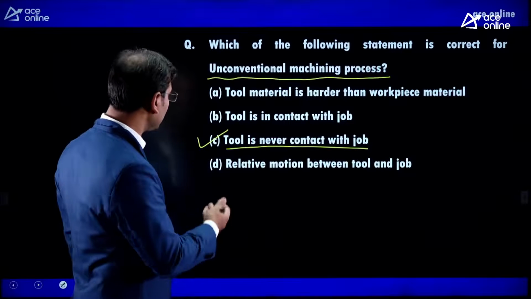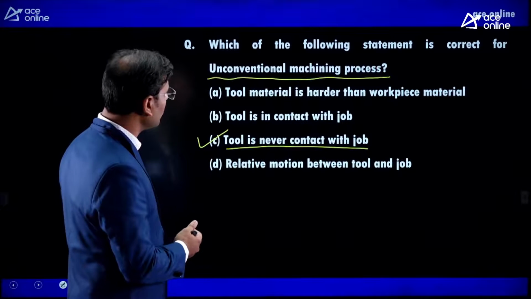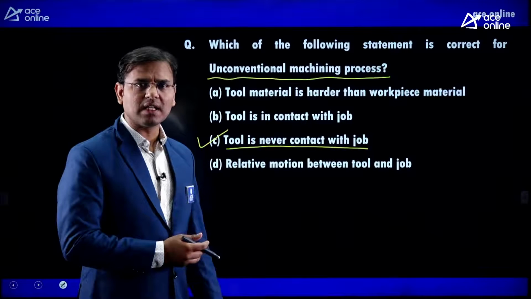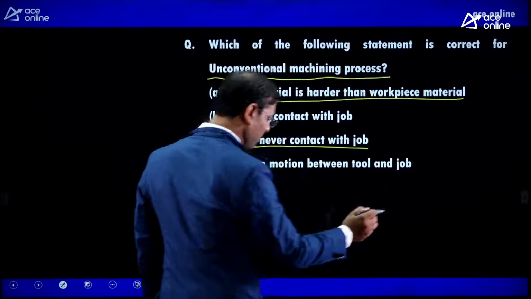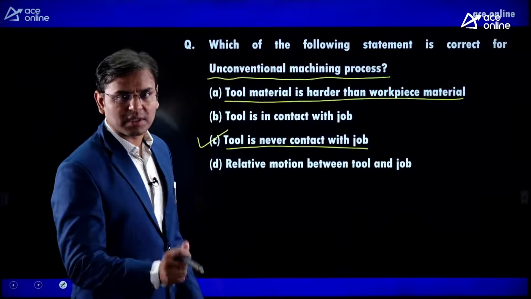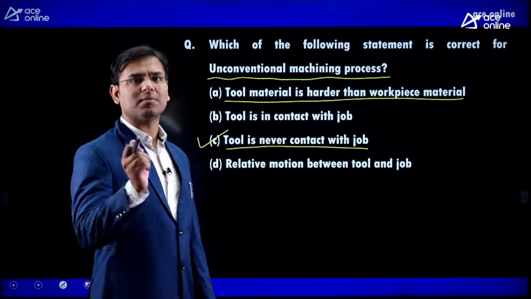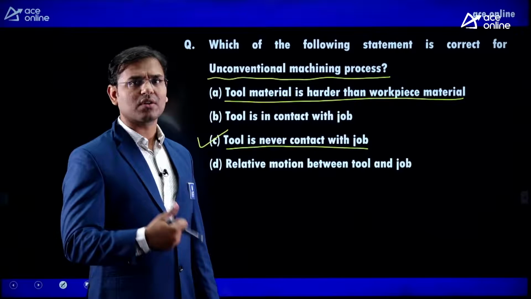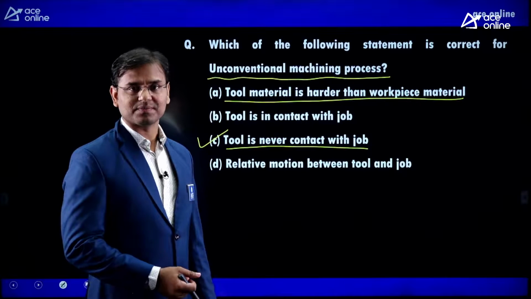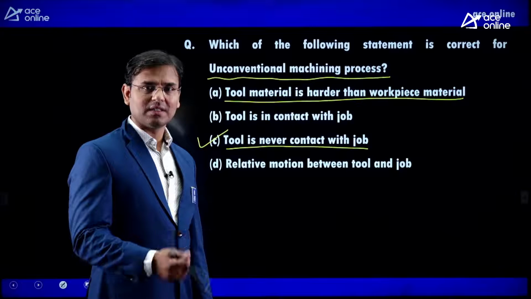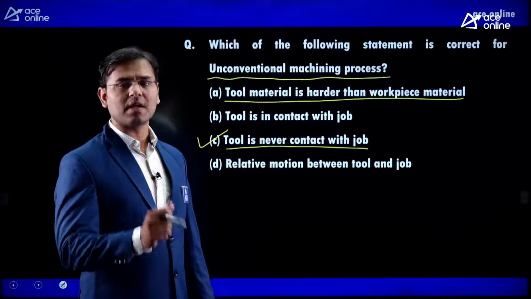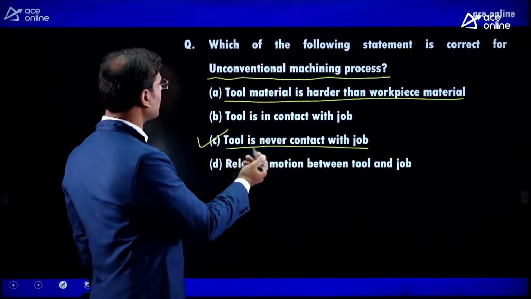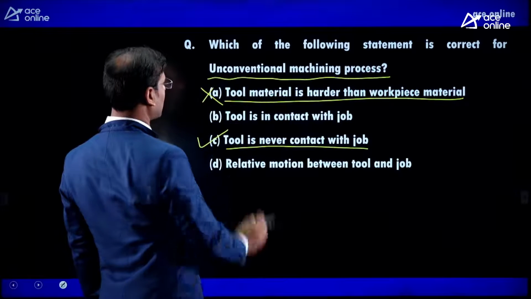Then just see, we have the other option also. The tool material is harder than workpiece material. It is correct, but not for non-traditional machining methods. It is correct for conventional machining methods. What are the machines you are going to see in your college workshop? That is the lathe machine, drilling machine, milling machine, slotting machine. In all those machines, the tool must be harder than the workpiece. It is correct only for conventional. It is not correct for unconventional.